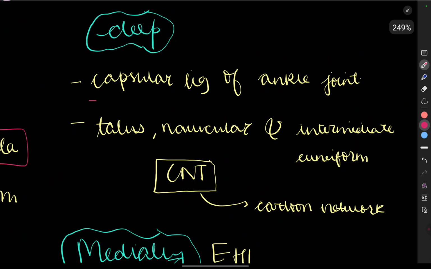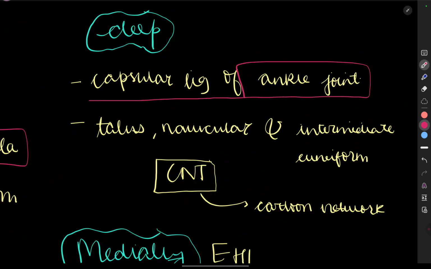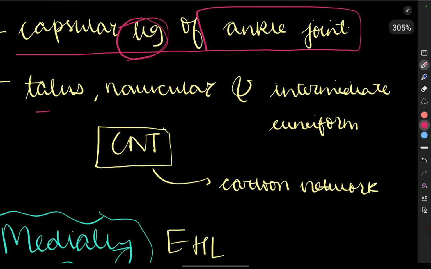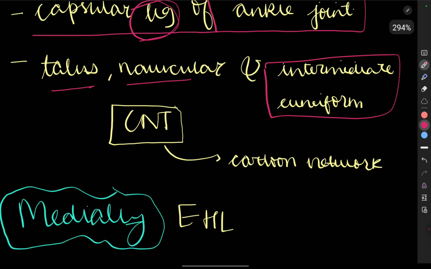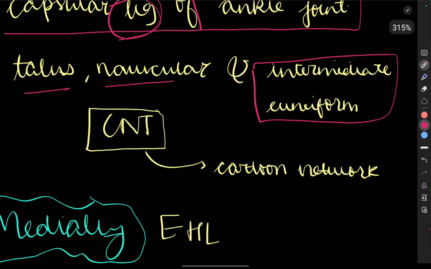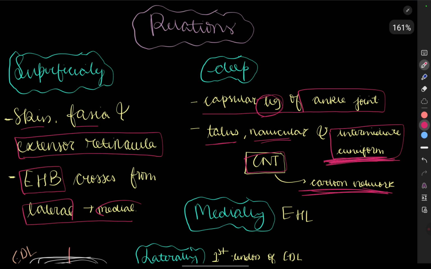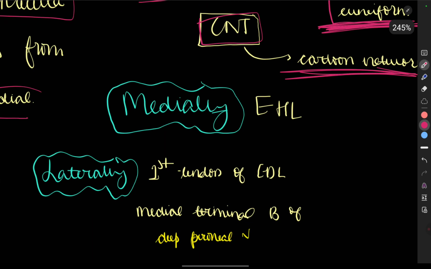Deep, it is related to the capsular ligament of the ankle joint. We are seeing near the ankle joint, so of course the ligament must be present, right? So deep is the ankle joint, and the bones are the talus, navicular, and the intermediate cuneiform. How do you remember it? CNT, the Cartoon Network. This is how you remember the bones: the talus, the navicular, and the intermediate cuneiform. We'll see the bones also now in this video itself.